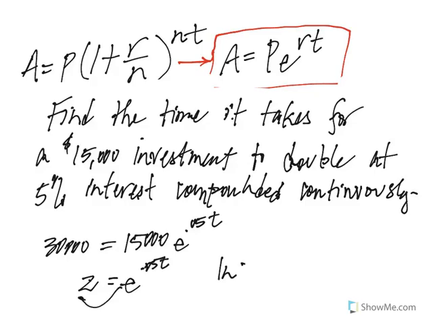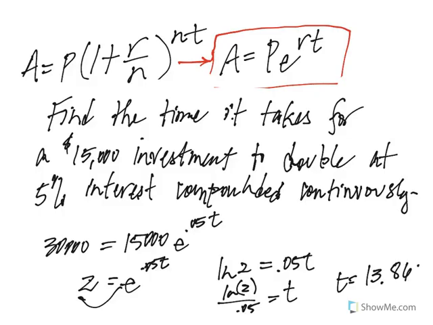I'm going to bring the e over. I will natural log 2. I've got 0.05t, and then I want to divide by 0.05. So it's the natural log of 2, enter, divide by 0.05, and t turns out to be 13.863 years.